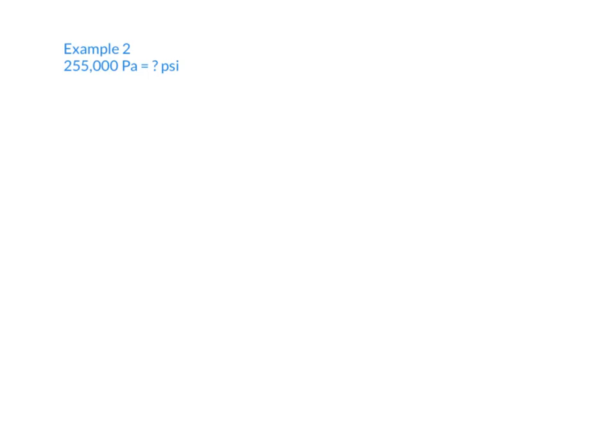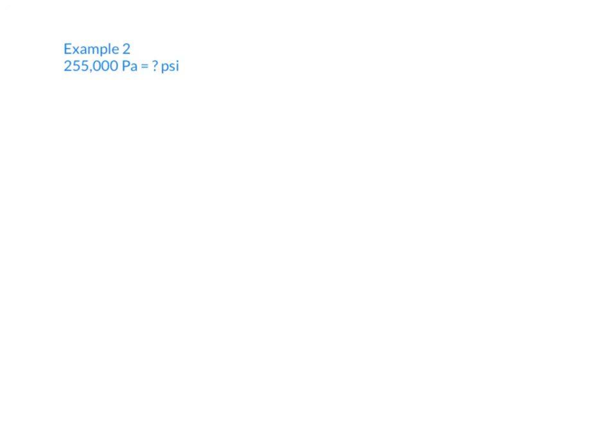In example 2, we are given the unit of pressure pascals. When you look at our pressure conversion factor, to convert to pounds per square inch, we only have a conversion for kilopascals. So in this problem, we first have to convert from pascals to kilopascals, and then we can conclude by converting to pounds per square inch.